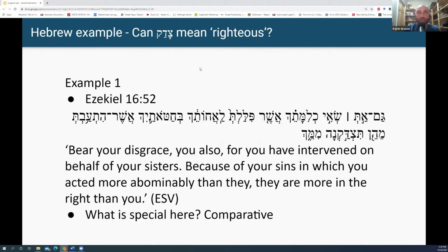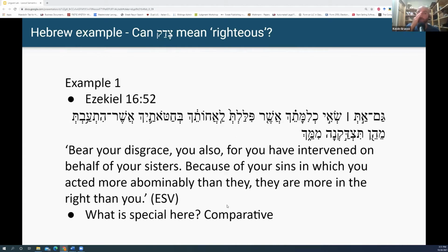Because I'm not really sure how many of you are comfortable with reading Hebrew, I'll just read the English translation. I just took the ESV. So we have, bear your disgrace, you also, for you have intervened on behalf of your sisters because of your sins in which you acted more abominably than they. They are more in the right than you, right? So this is what we're actually talking about. Titzdakna mimech. Okay, so this is the last line at the end. Again, I'm just taking this from the ESV.